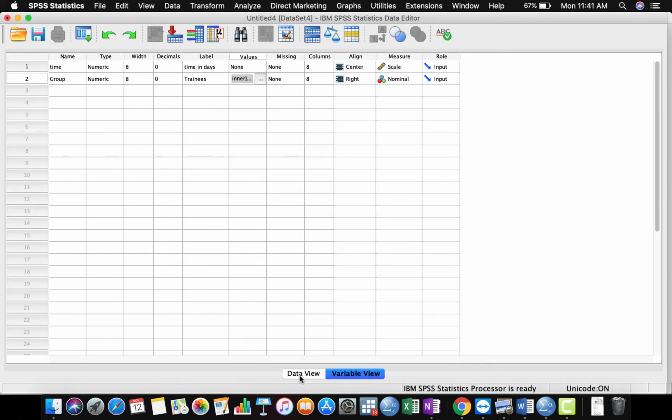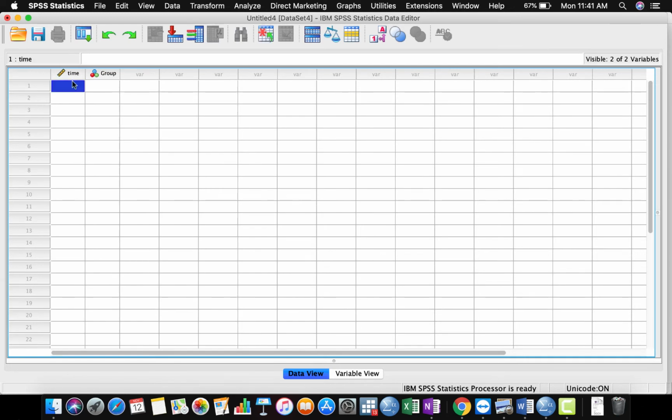So go to the data view. For time, we're going to enter for beginner first. We have 5 observations: 5, 4, 2, 3, 4. And the second one, intermediate, we're going to have another 5: 3, 2, 1, 2, 4. And the last one is advanced. I'm going to have another 5: 1, 1, 1, 2, 2, 2.